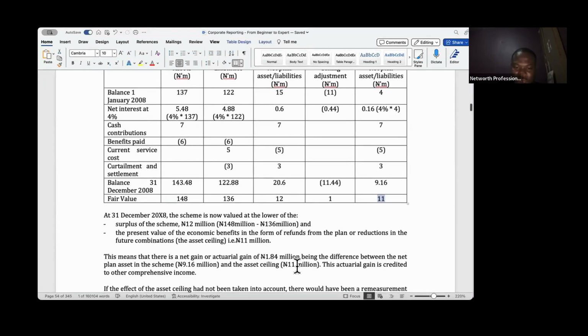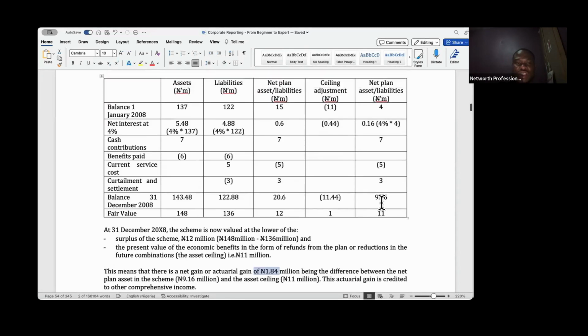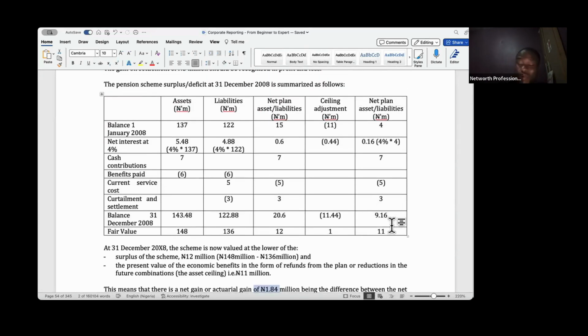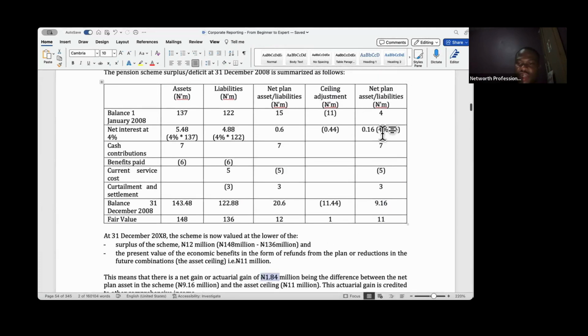Based on the explanation I have here, that's like 1.84, which will simply go to OCI as an actual gain or a return on plan asset. Intentionally, I did not put the statement here because I need you to show the statement for me, which is straightforward. In my statement of financial position, this would be a surplus. Then the difference between this and this would be an actual gain in OCI. Then net interest of 0.16 will go to P&L.